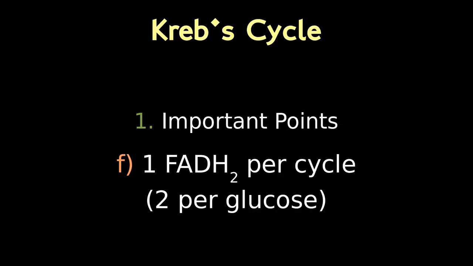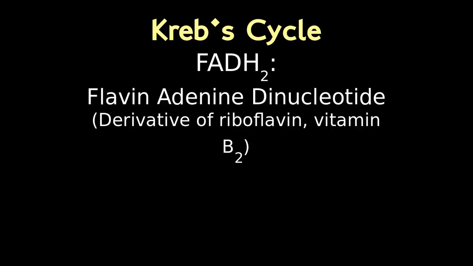So let's talk just for a moment about what FADH is. We talked about what NADH was. Let's talk about what FADH is. So this is flavin adenine dinucleotide, making this similar to NADH. And this is a derivative of riboflavin, which is vitamin B2.